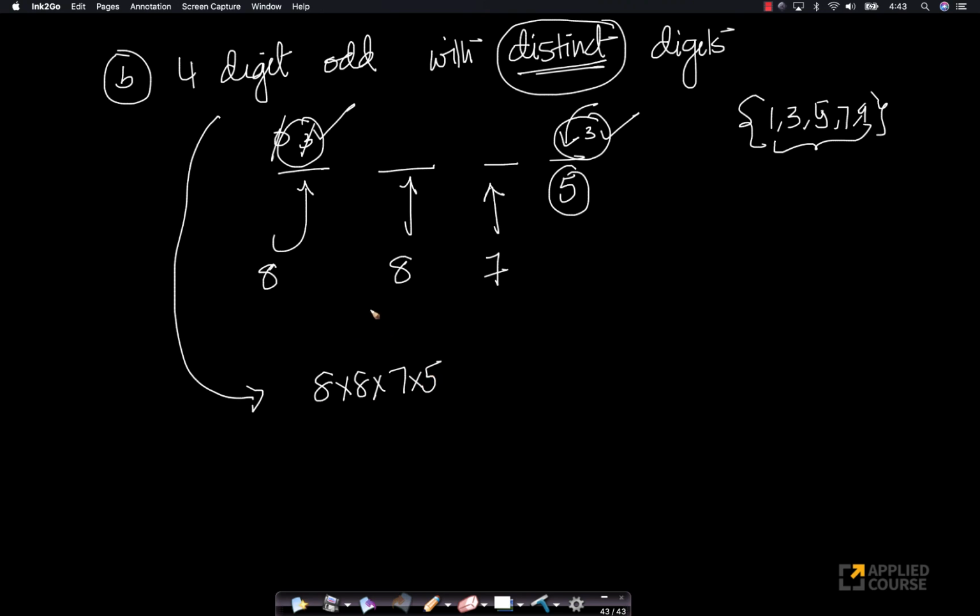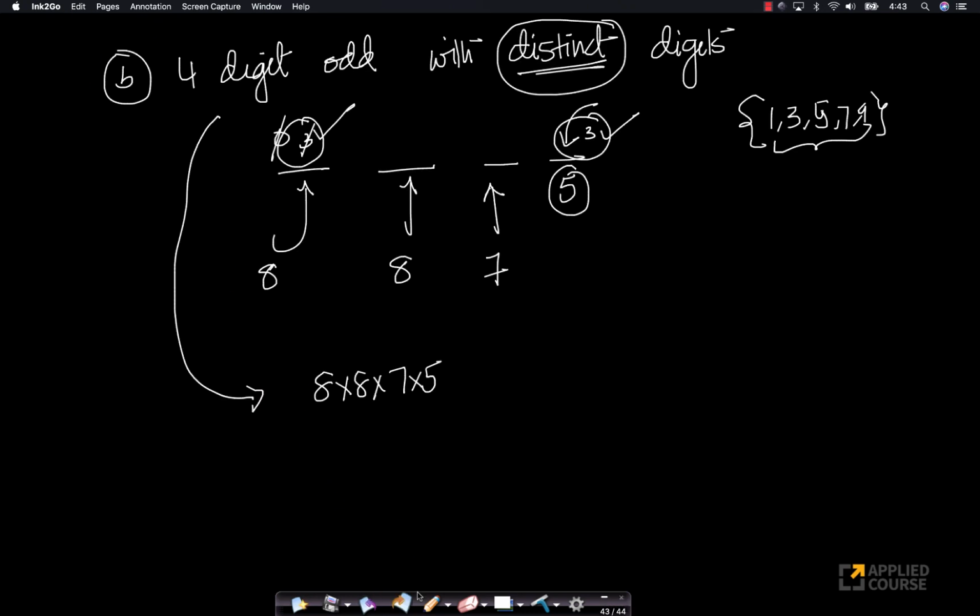That's it. Now comes a slightly different variation of this problem. So this is B, right? So the previous one was B. So let's look at a slight variation of this. Now if I want 4-digited even numbers with distinct digits.